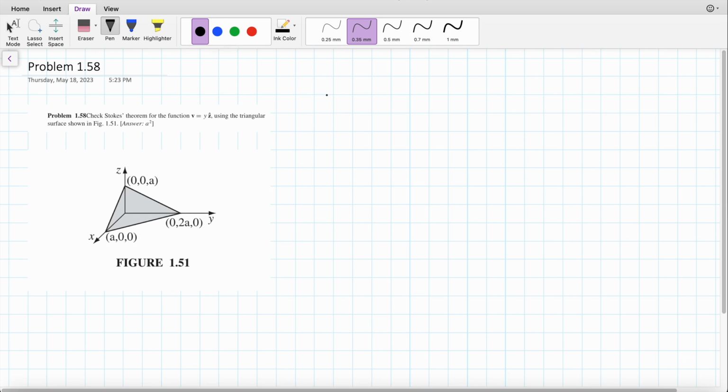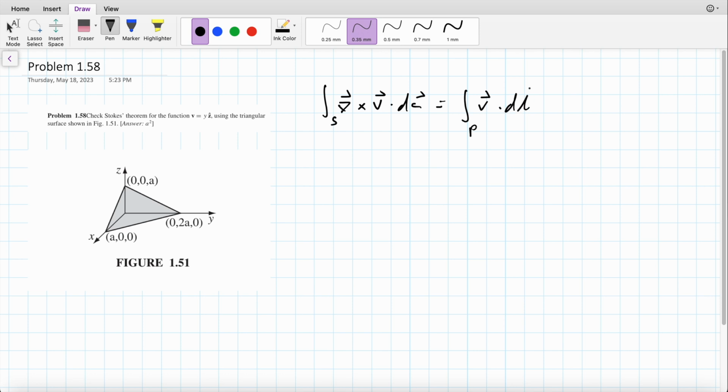So Stokes' theorem goes as follows, where we have a surface integral, and we're taking the curl of the function across a surface dA, which is equal to the path integral of said function dl vector. Okay, so we can first start off with the left-hand side and begin with the curl.